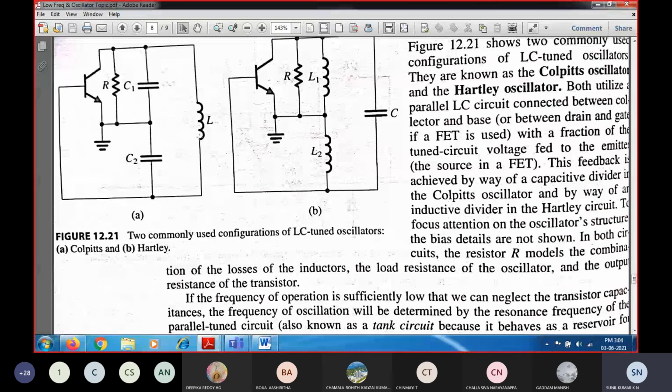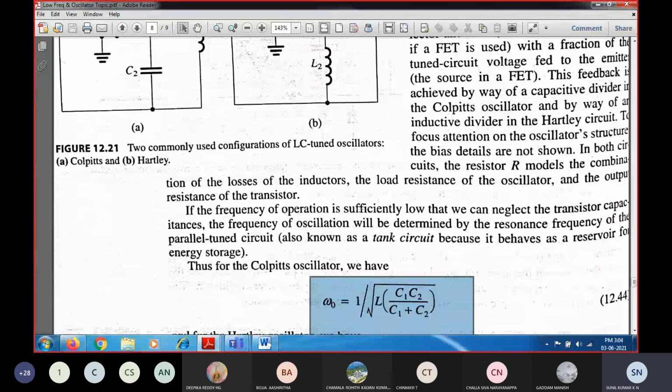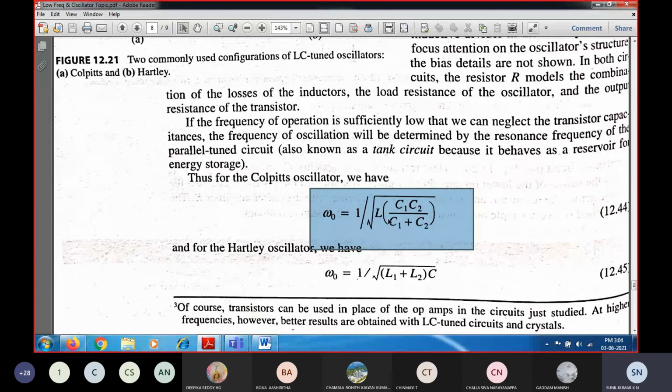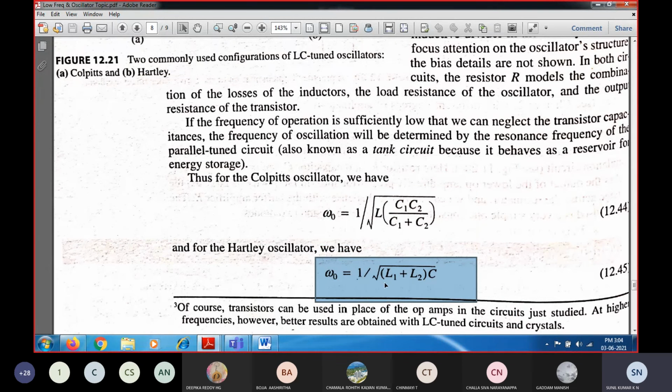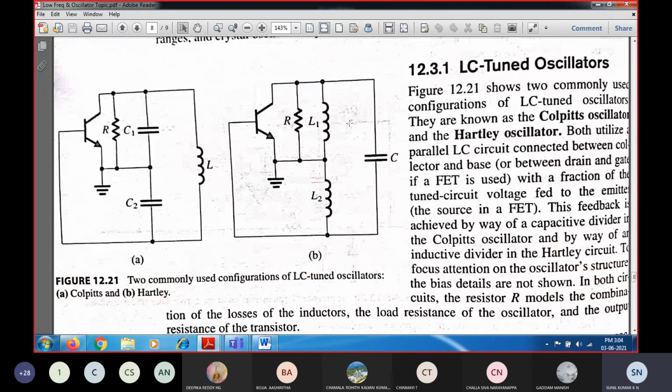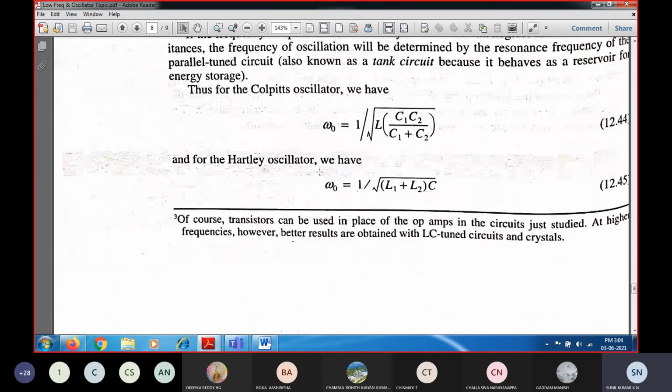The way the inductor and capacitor are connected in the Colpitts as well as the Hartley gives different expressions. For the Colpitts oscillator, it is 1 by 2 pi into square root of L into C1 C2 divided by C1 plus C2. For the Hartley oscillator, it is 1 by 2 pi into square root of L1 plus L2 into C. So this is the frequency of oscillation for the Hartley, and that is the frequency of oscillation for the Colpitts oscillator. With this, I will conclude today's class session.